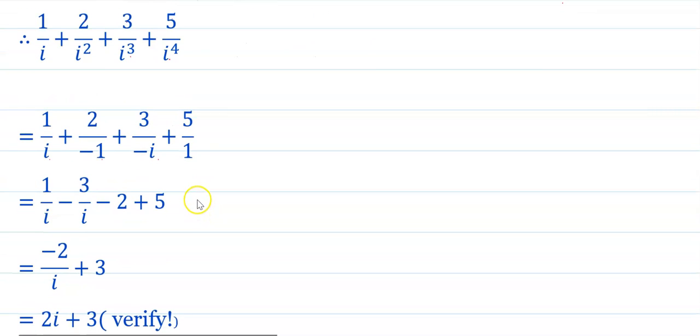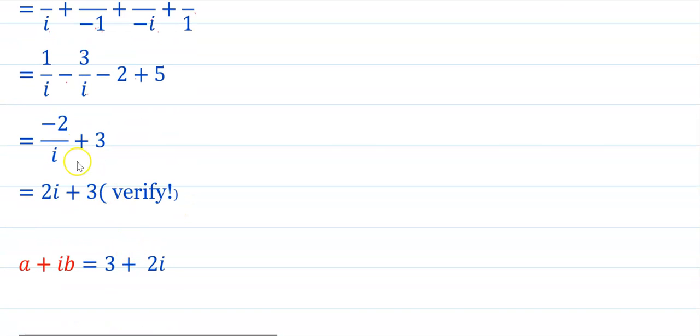Now the next is this 1 upon i, then 3 upon minus i is nothing but minus 3 upon i. Next is 2 upon minus 1, this is minus 2, plus 5. Minus 2 plus 5, this is the 3. Next, 1 minus 3 upon i, that is minus 2 upon i, plus 3. And this is nothing but 2i. How is it 2i?